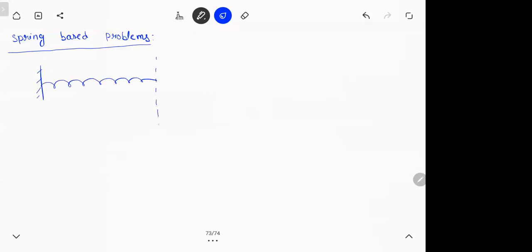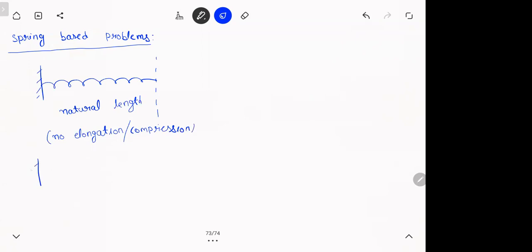So last class we did the air resistance one. So we start with spring-based problems. When you talk about a spring, this is the symbol for a spring. We call this thing natural length. What is natural length? Natural length means the spring is neither stretched, there is no elongation or no compression. Basically, the spring will not exert any force. Such a length is called natural length.